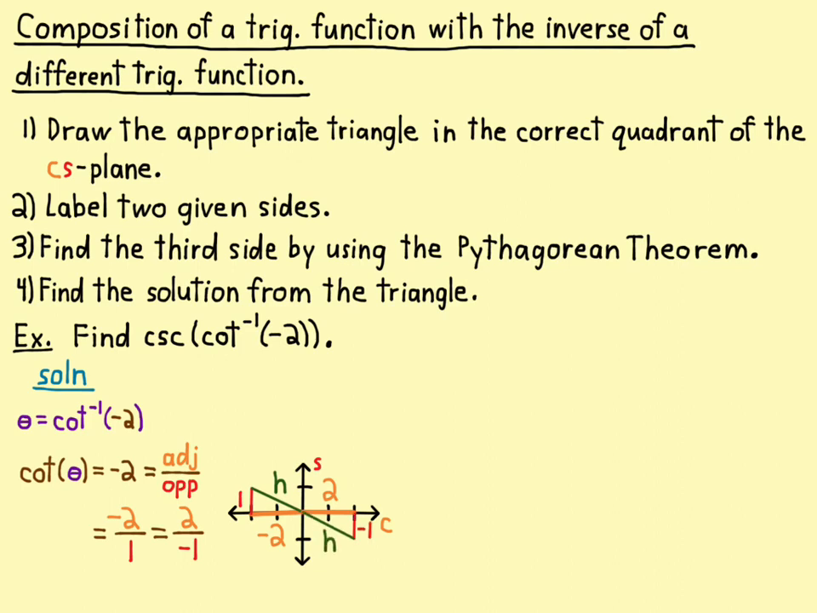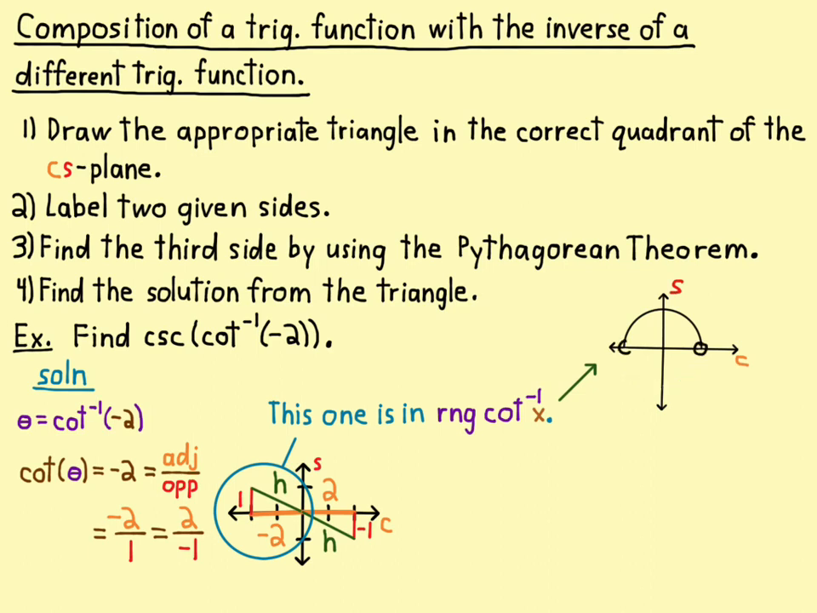Now I need to know which triangle it is. Well, the cotangent inverse has a range, and this angle has to be within the range of the cotangent inverse, because I'm saying that theta equals cotangent inverse of something, right? So where is the range of cotangent inverse? Well, it'll be this one, and I'll show you in a second why.